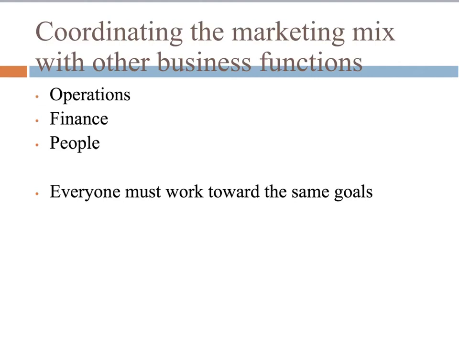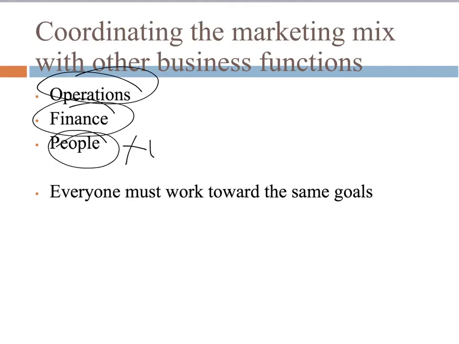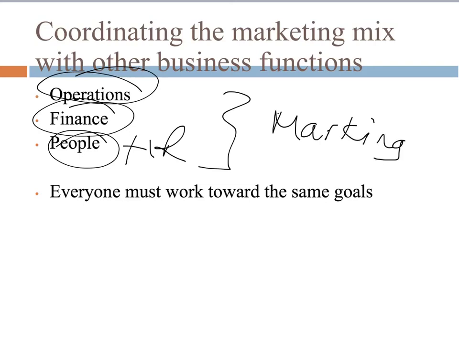So how do we coordinate the marketing mix with other businesses? We saw earlier that the 4 Ps must be coordinated for marketing to succeed. The success of the marketing mix also depends on other functional areas of the business. And remember, we call these functional areas operations, finance, people, or HR, and they all must work with marketing. So we call those the functional areas.